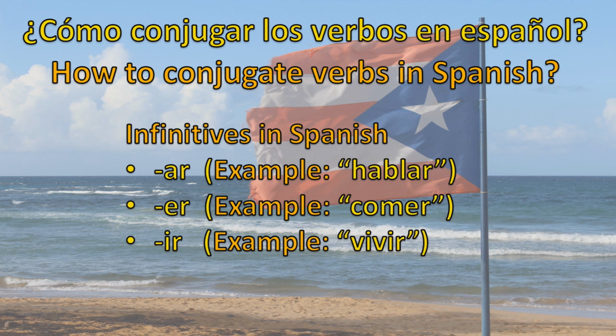The first possible ending for the verb is the ending AR, for example in the word hablar, like speak or talk. The second ending for a verb in Spanish is the ending ER, so an example is comer, to eat. And the third one, the ending IR, so for example the verb vivir, to live. Okay guys, let's move on.